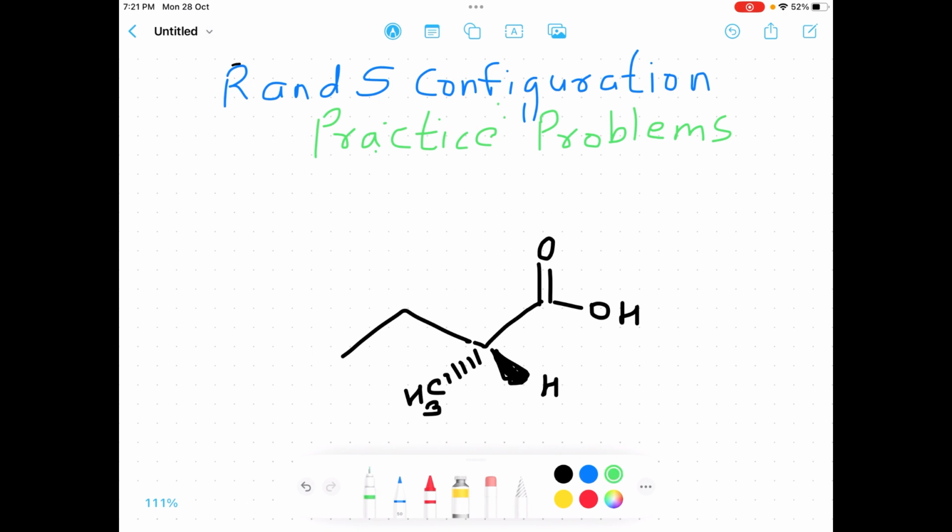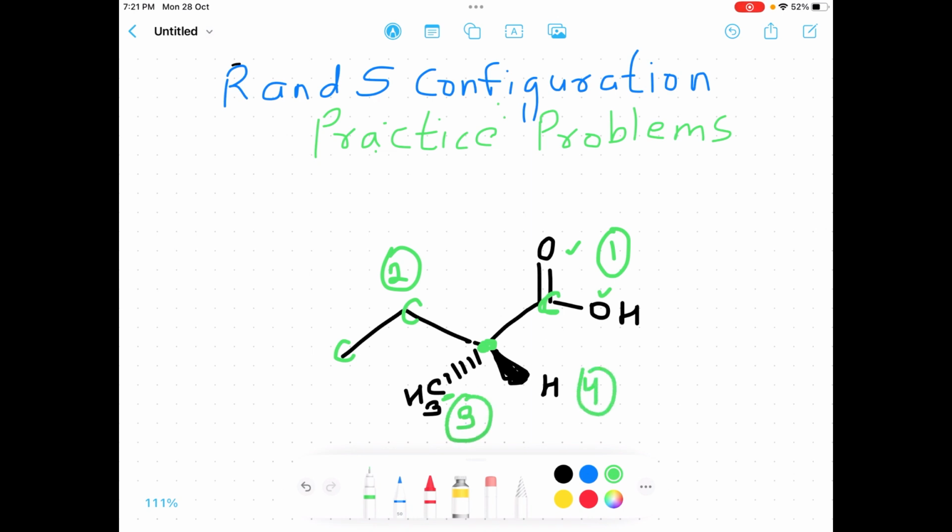Now let's see this problem. Here we have a chiral carbon, and this carbon is attached to a carbonyl carbon, a methyl carbon and an ethyl carbon. The carbonyl carbon has 2 oxygens next to the first carbon attached to the chiral carbon, so this will get the first priority. Ethyl will get the second priority because it has 1 more carbon next, and methyl will get the third priority and hydrogen will get the fourth priority.